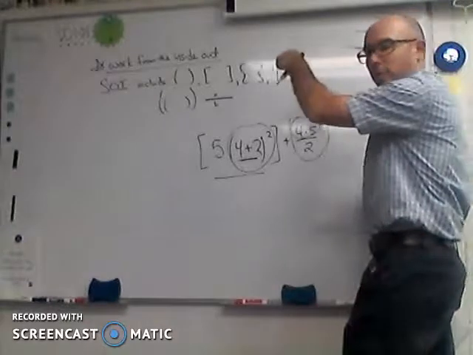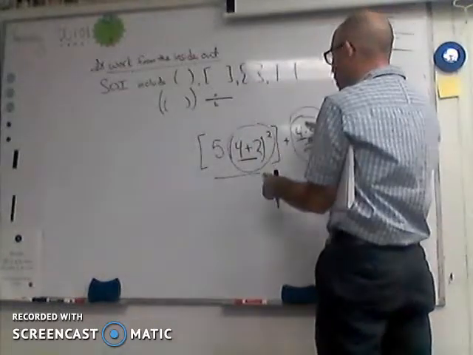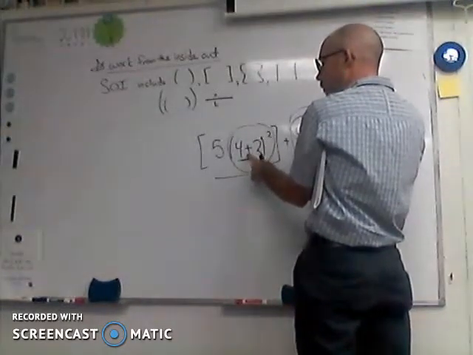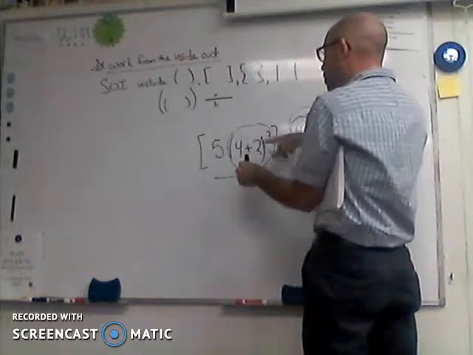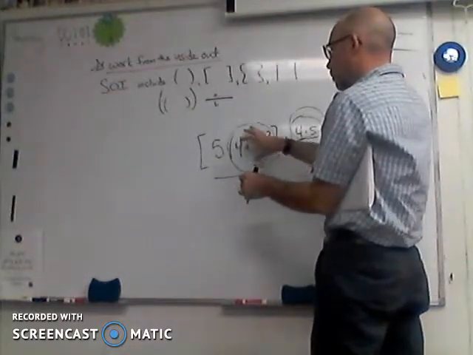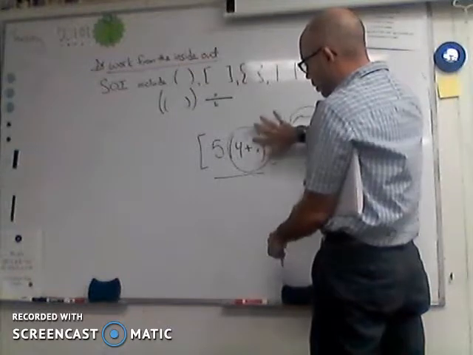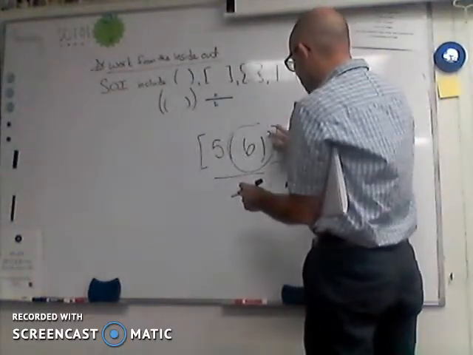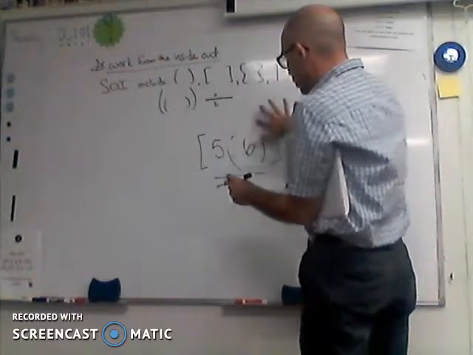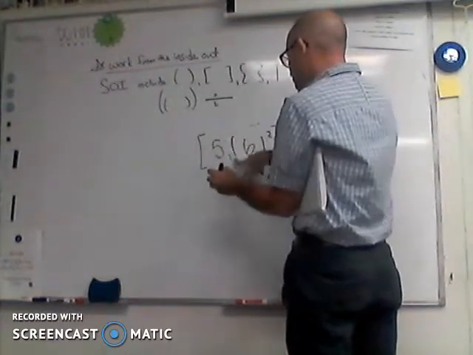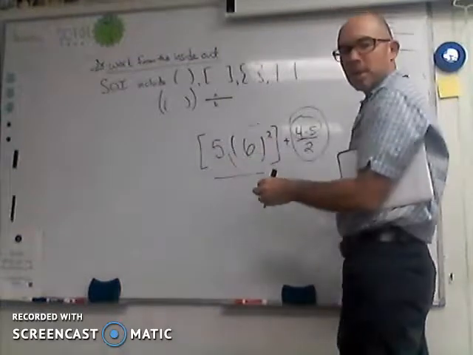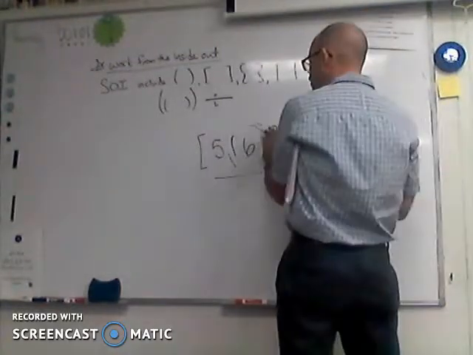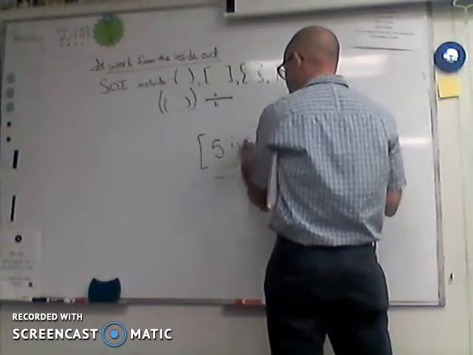But if we want to work from the inside out, we're either going to do this or we're going to do this first. So if I do this first, I'm doing inside the parentheses. 4 plus 2 is 6. So we erase that, we can put a 6 in there. Then here's our next problem. Inside the parentheses, 6 squared, 6 times 6. That's 36. Now we can get rid of the parentheses.